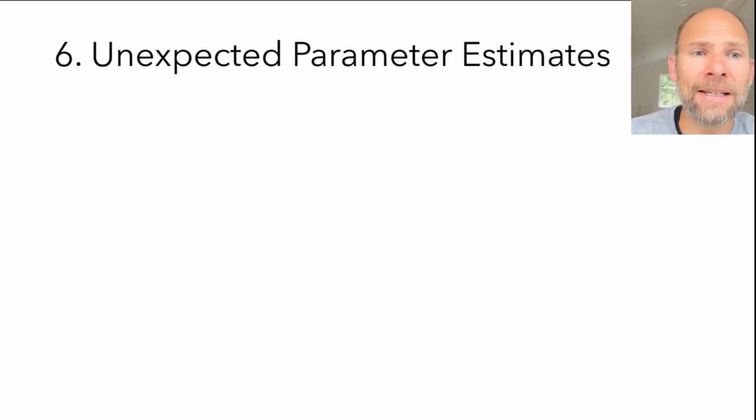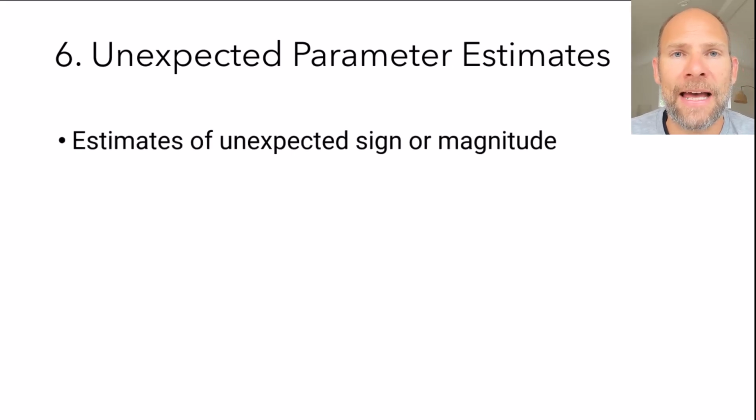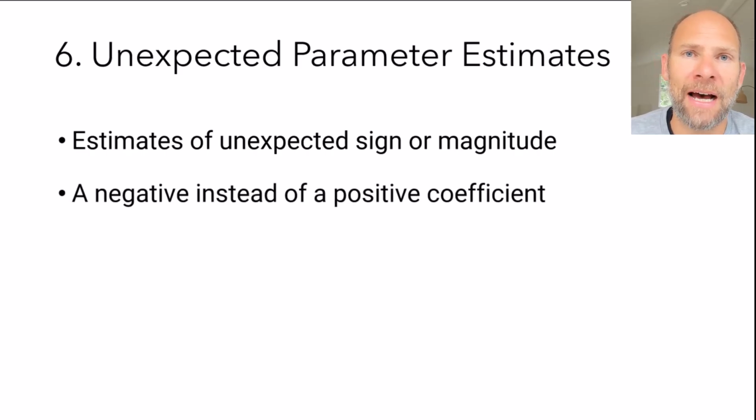And then the last one is unexpected parameter estimates. So this could be, for example, that you have estimates that are of unexpected sign or magnitude. For example, finding a negative path coefficient instead of an expected positive path coefficient. This could be a sign of model misspecification, or it could be a sign of collinearity, a suppressor effect, as we find in regression models and path models sometimes.